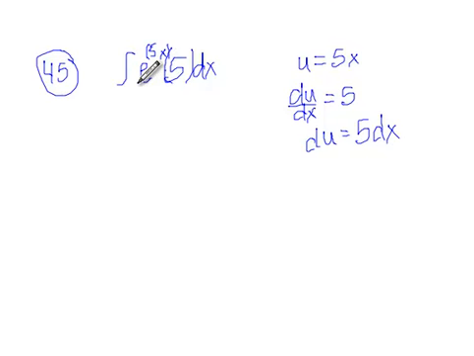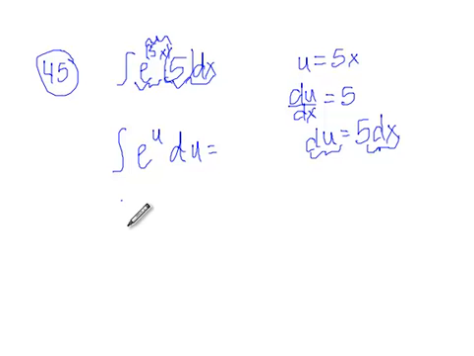So here what I can do is out with this 5x, in with the u, okay, out with this 5 dx, in with what it's equal to, du. So this right here is simply, using our new rules, e to the u plus c. And all you have to do is plug back in what your u is, e to the 5x plus c.